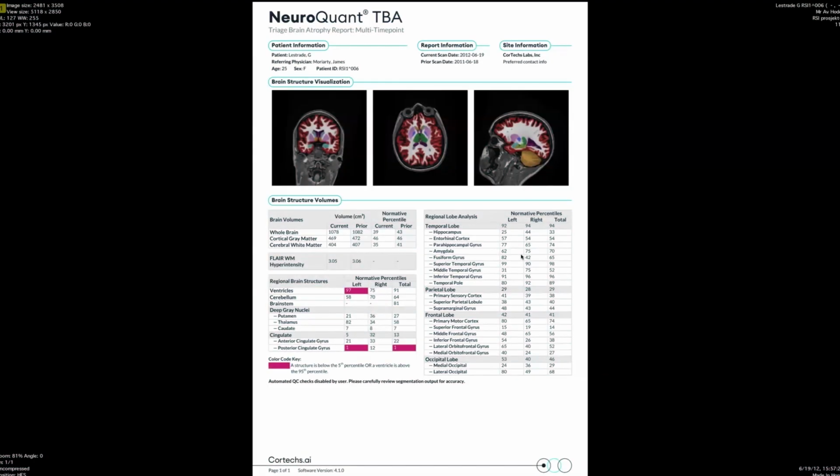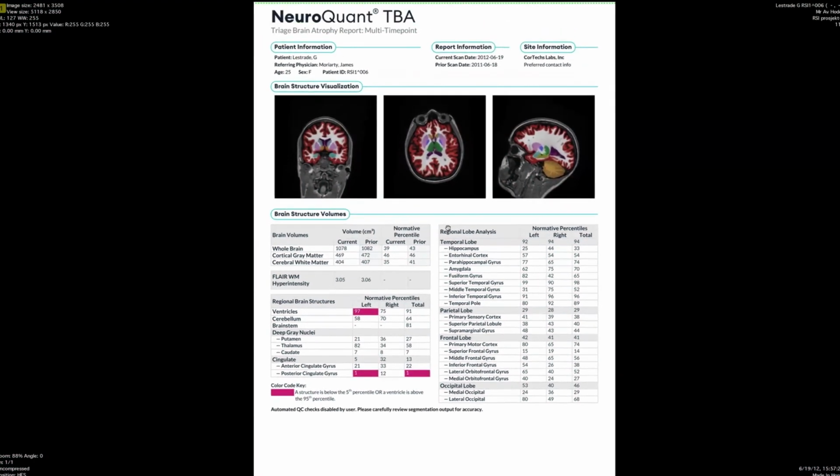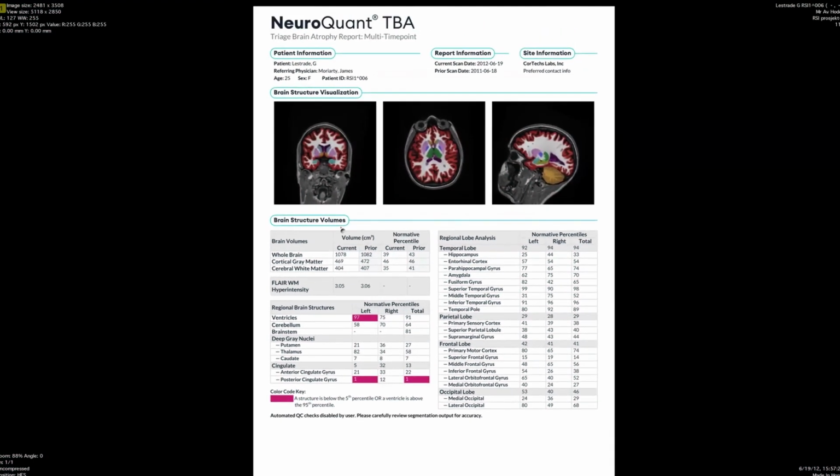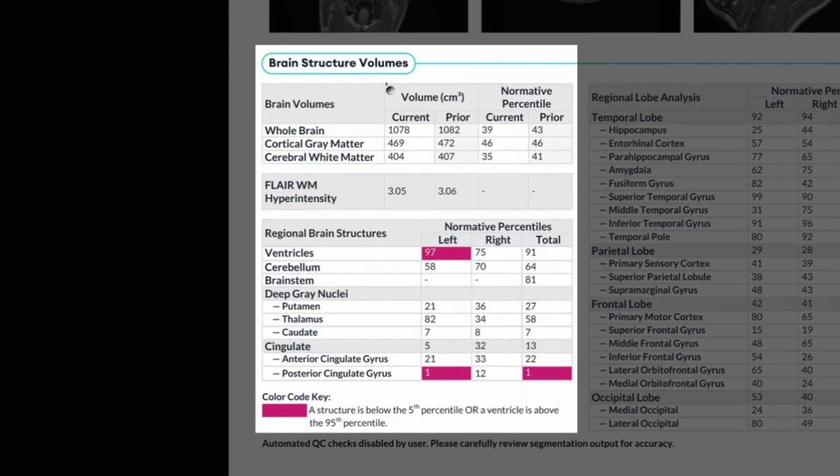The TBI report provides many more structures and is really geared towards TBI and really getting deeper into the substructures that we segment and seeing how those match on a normative scale. So here you can see many more structures are reflected. So we have our overall brain volume showcasing the whole brain, cortical gray, cortical white. How do the volumes compare from current to prior? We're also showcasing the FLAIR white matter hyperintensity here as well.